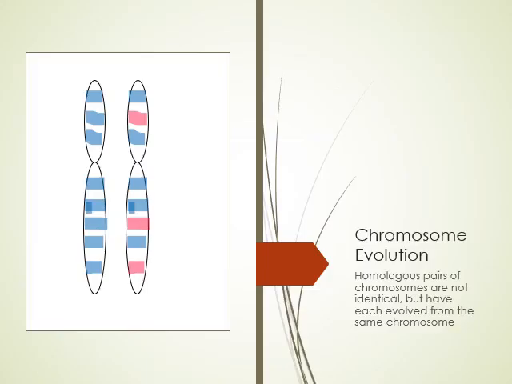These homologous pairs are not absolutely identical, but they do encode for the same basic traits. They encode for the same instructions. They evolved from the same chromosome. So here you might have mom's, here you might have dad's. They're pretty darn close to each other.